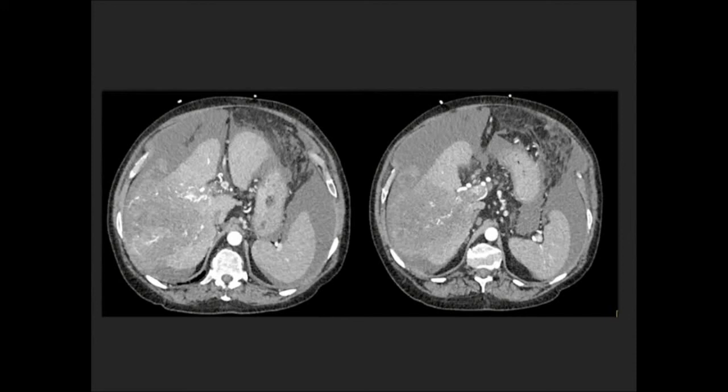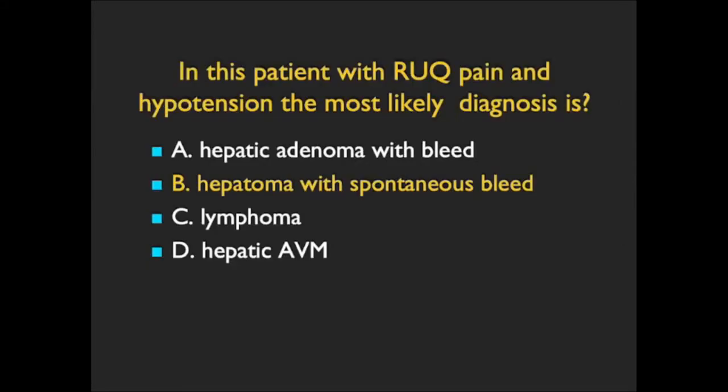Hepatomas can spontaneously bleed, and they can rupture through the liver. The patient was very lucky that it was eventually embolized. You can see in this case neovascularity, also extending into the portal vein. This patient had a very, very extensive tumor.